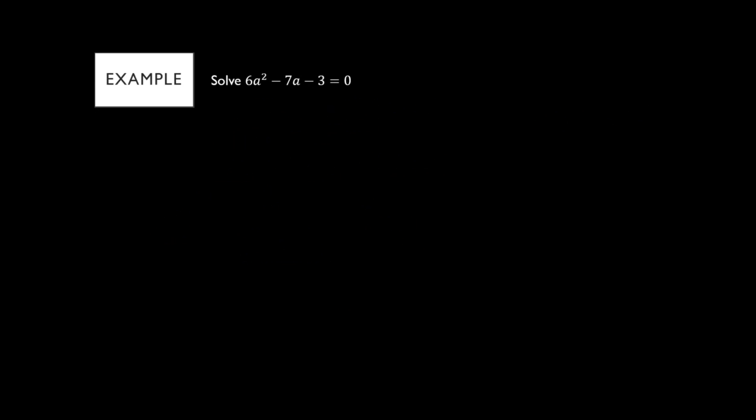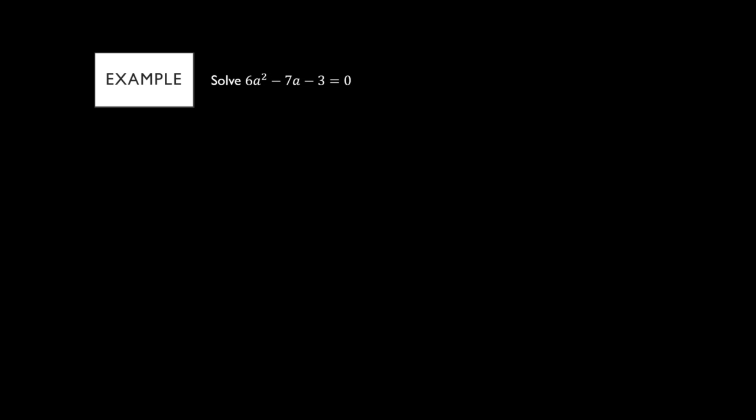Here we have 6a squared minus 7a minus 3 equals 0. So this is one where, again, I'm going to look to see if there's a greatest common factor. So out of 6 and 3, I can divide by 3, but I can't divide the 7 by anything. So there's no greatest common factor, which then tells me I want to do the AC method of factoring versus guessing and checking.